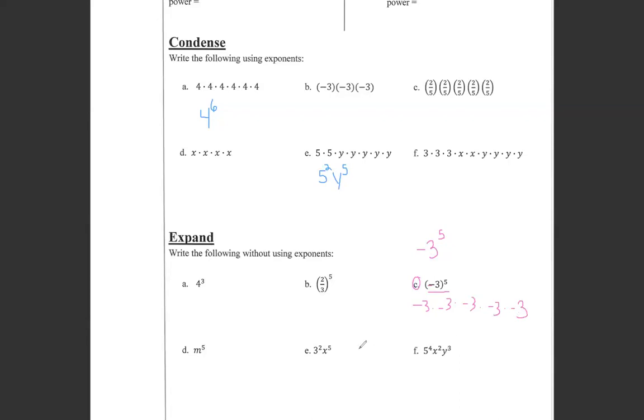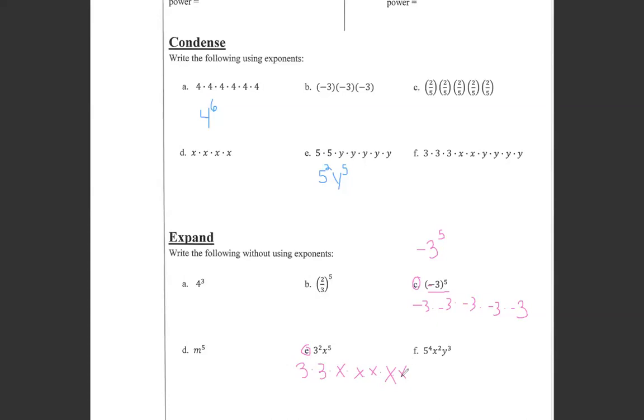Okay, let's do E then. So E is very similar to the E we did up here. So to do 3 squared, that's going to be 3 times 3, 2 times. And then x to the 5th would be x times x times x 5 times. All right. So this is a quick little, hopefully, review for you to refresh your memory on what exponents and bases mean and how you can condense and expand. Like, what does it actually mean to take something to that power?